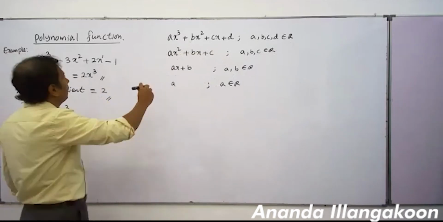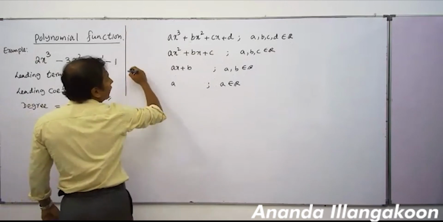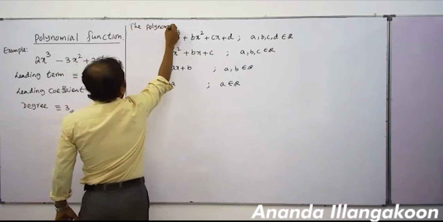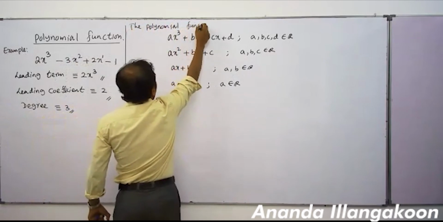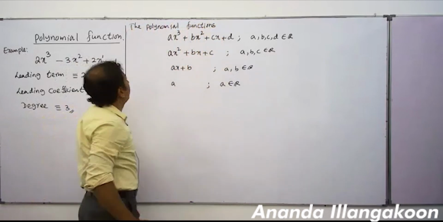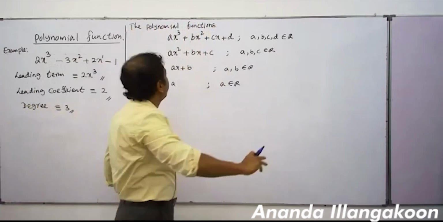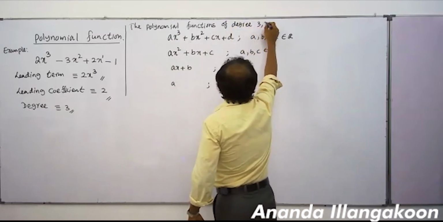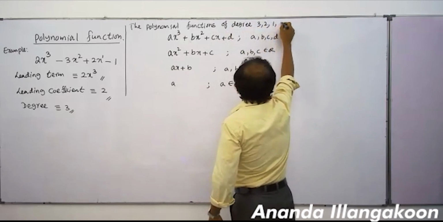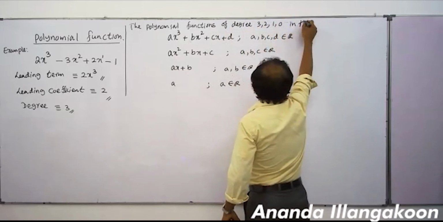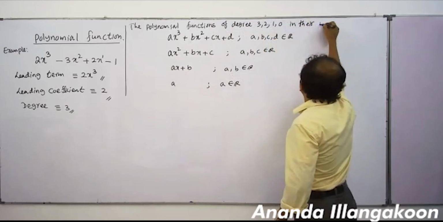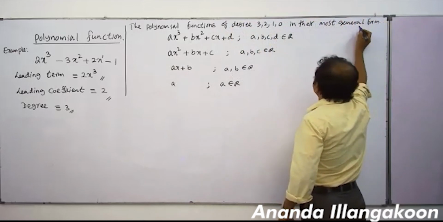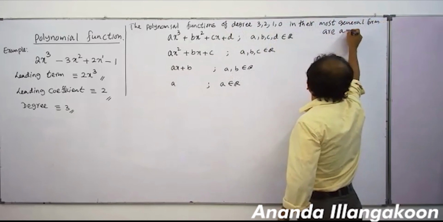Right. Next one, write down. The polynomial functions of degree 3, 2, 1, 0 in their most general form are as follows.